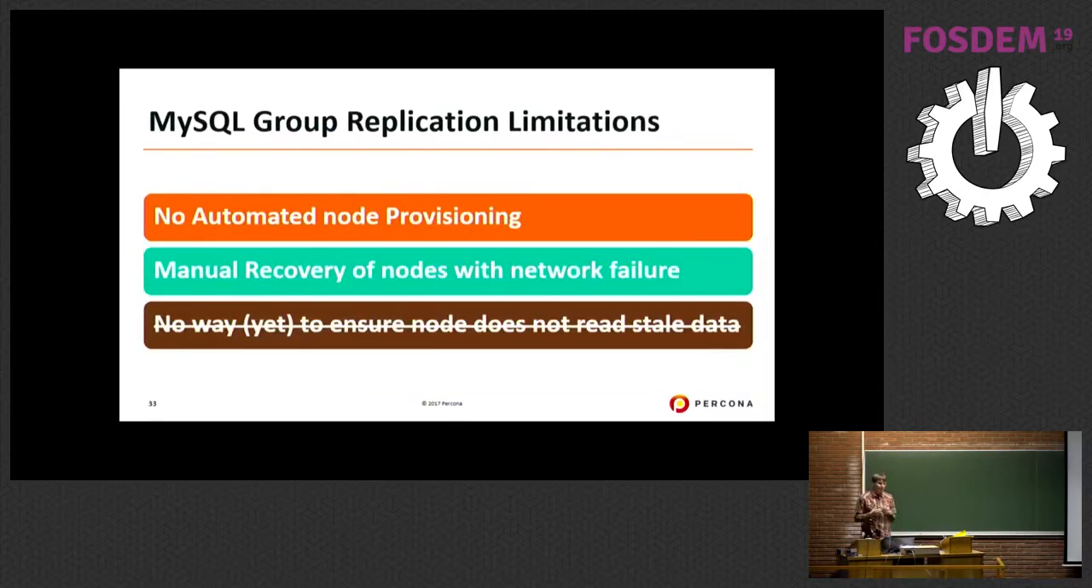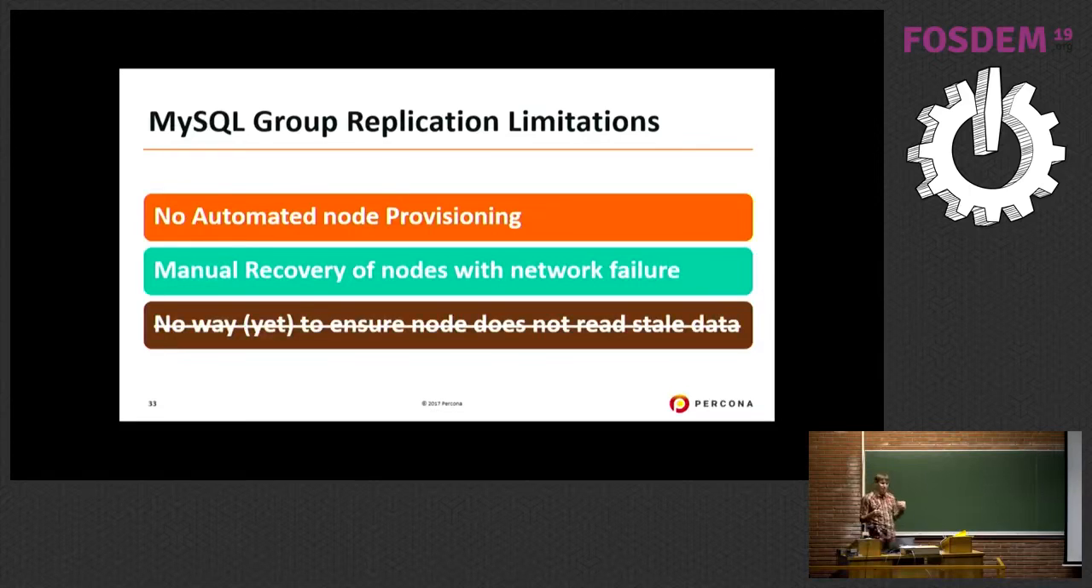Now, what I can see as the limitations in MySQL group replication: there is no automatic node provisioning, hopefully yet, right? So you still have to make sure the data is somehow magically restored to be the same on all nodes before you kick it off. And you still have manual node recovery in a network failure, right? So if you had a network connection disconnected for a few hours, the node would not rejoin and resynchronize.